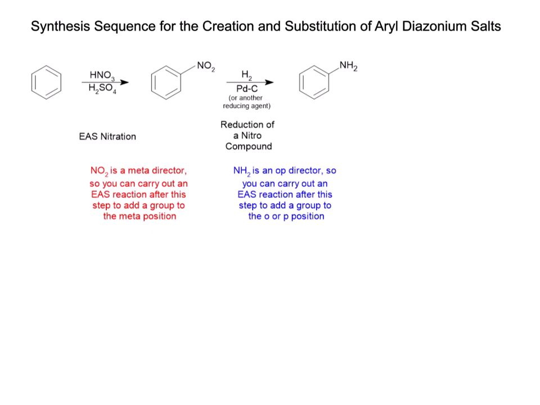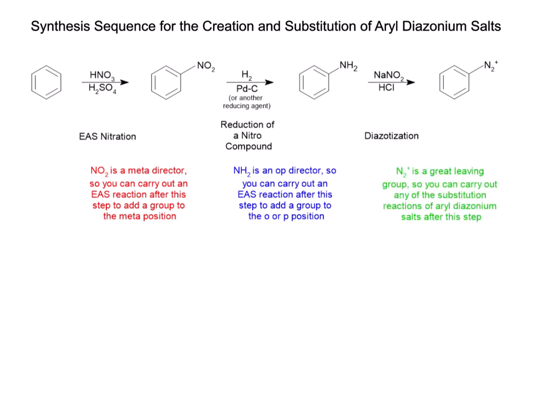The NH2, of course, can be converted into the aryl diazonium salt using NaNO2 and HCl. Of course, once we add on that N2+ group, then we can carry out any of the substitution reactions of aryl diazonium salts after this step that we covered in the previous slide.